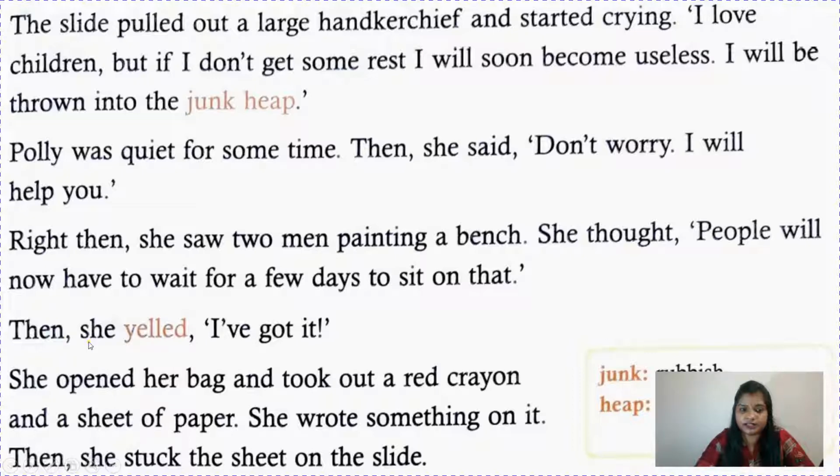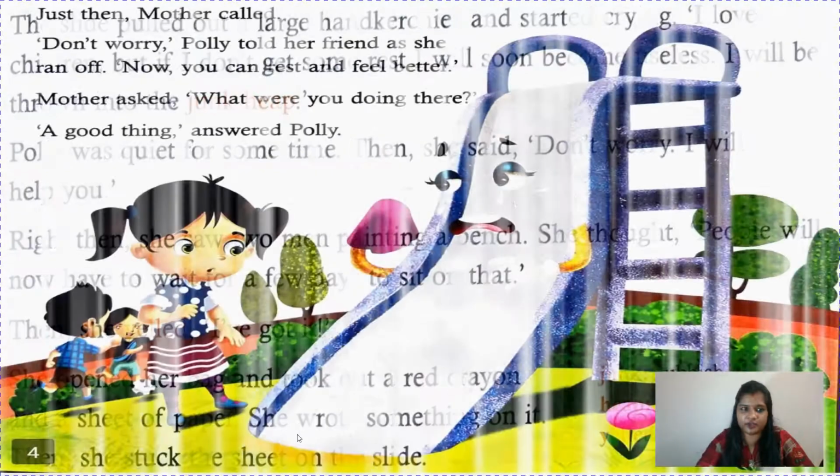Then she yelled, I have got it. See, maybe she has got some idea. She opened her bag and took out a red crayon and a sheet of paper. She wrote something on it. Then she stuck the sheet on the slide. Okay, so she got an idea and she's so intelligent. Maybe she is doing something. Let's find out what she is doing.